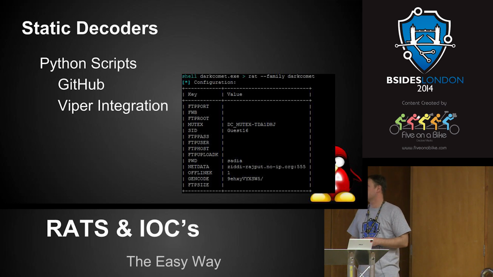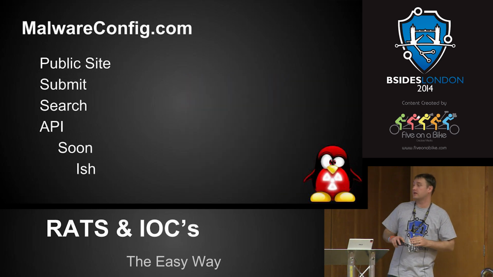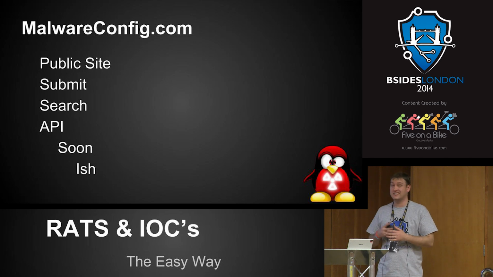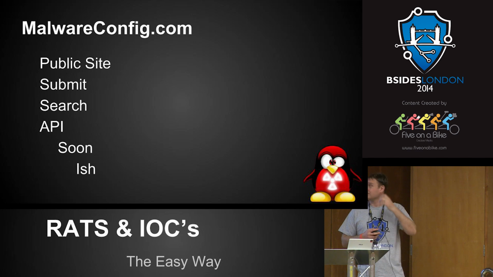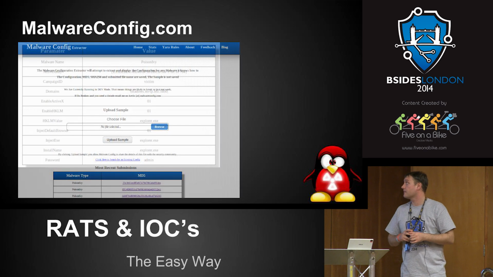There's a screenshot of it working. So malware config, like I said, it's a public site that I've set up. It allows you to submit files up to be analysed, and you can search, and there is an API coming soon. These are the sort of things it'll pull out.